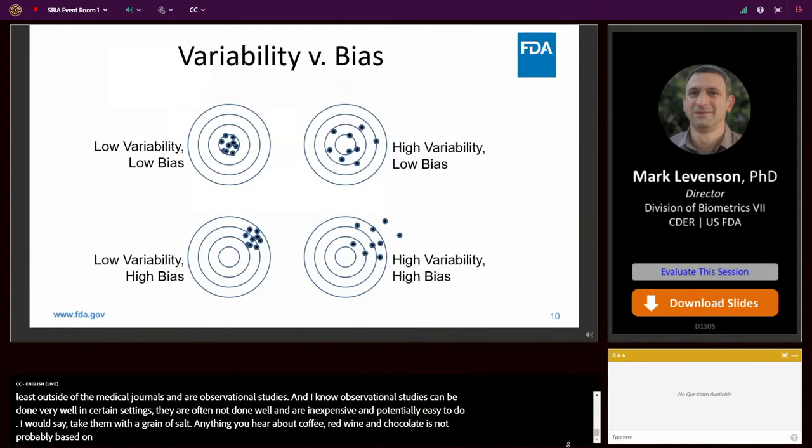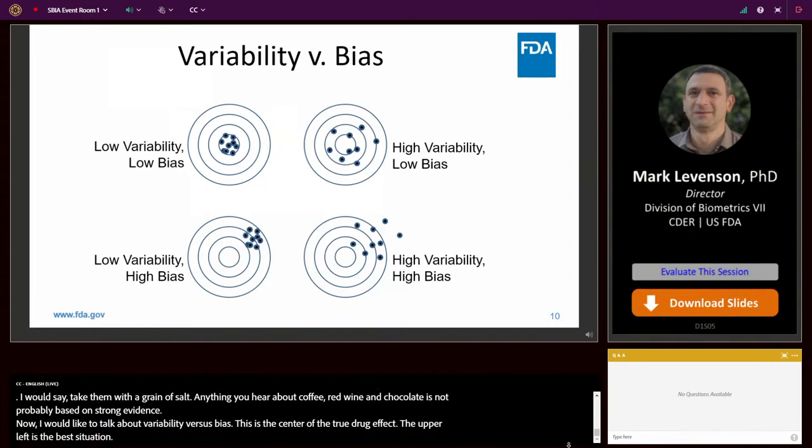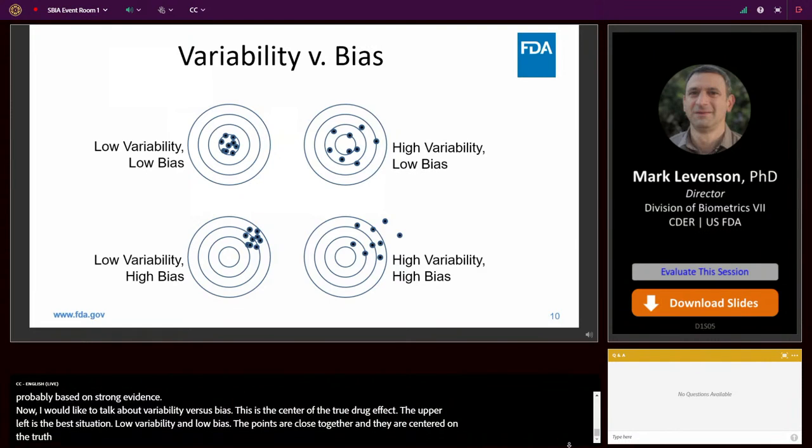Now I would like to talk about variability versus bias. Here we have 4 targets in which the center is a true drug effect. The upper left is the best situation, low variability and low bias. The points are close together and they are centered on the truth. Moving to the top right, we have high variability and low bias. The points are spread apart but are centered on the truth.